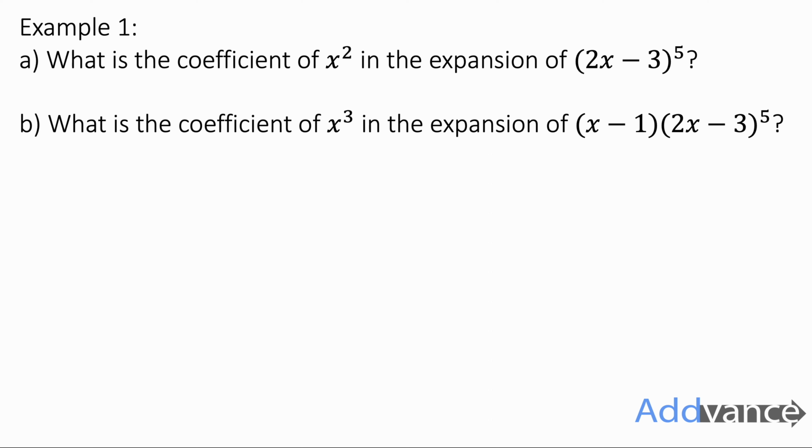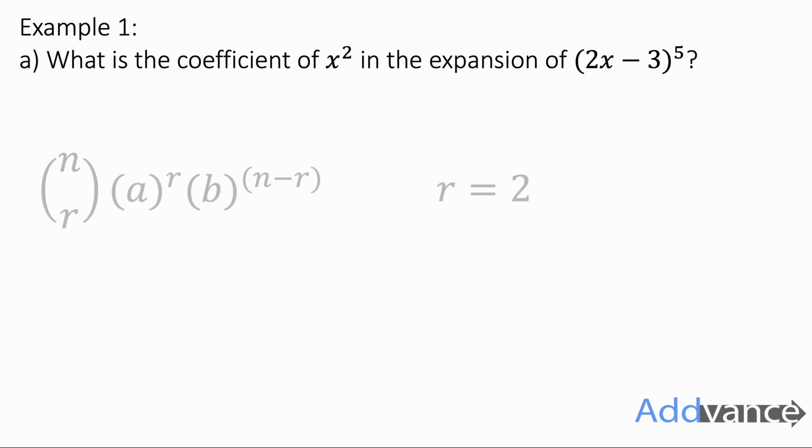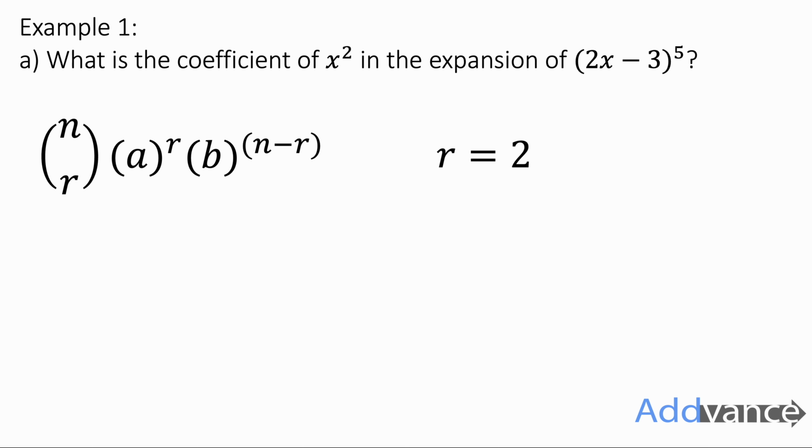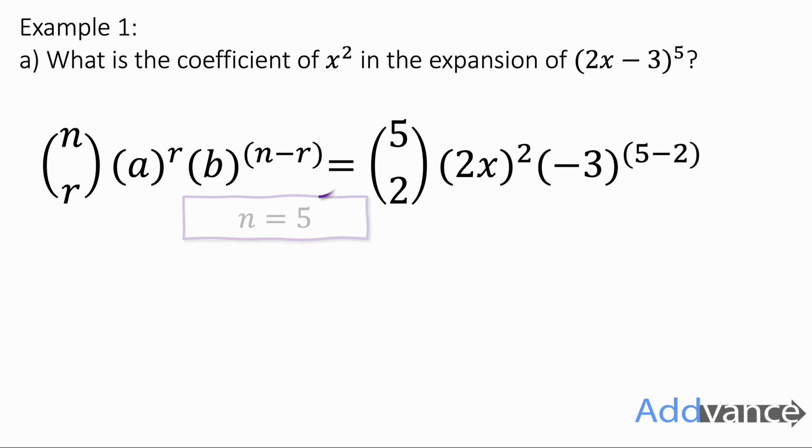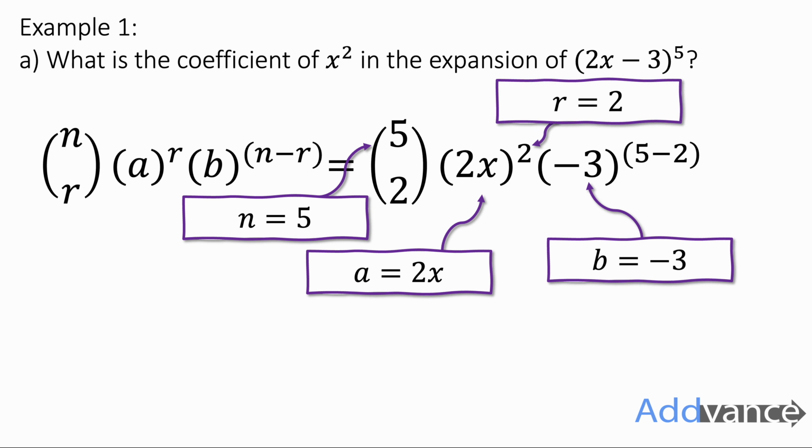So example 1, what is the coefficient of x squared in the expansion of (2x - 3)^5? So we know that the r is going to be 2 because the power of x is going to be 2. And we can put it in this expression like this, where n is 5, r is 2, a is 2x, b is minus 3. So just replace each part of that formula with the terms from our expression.